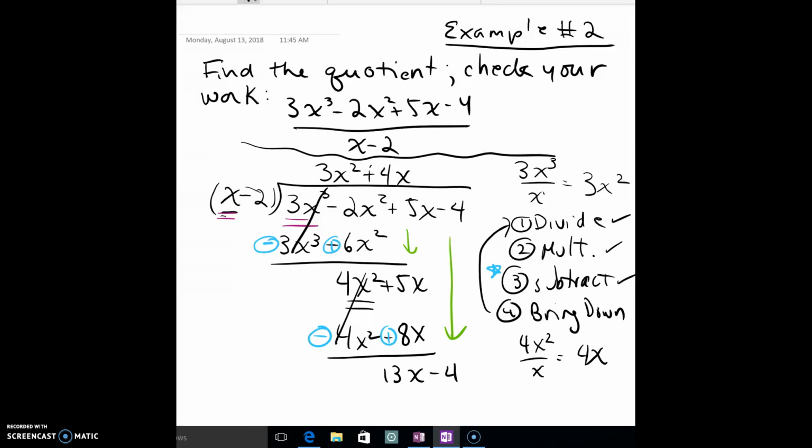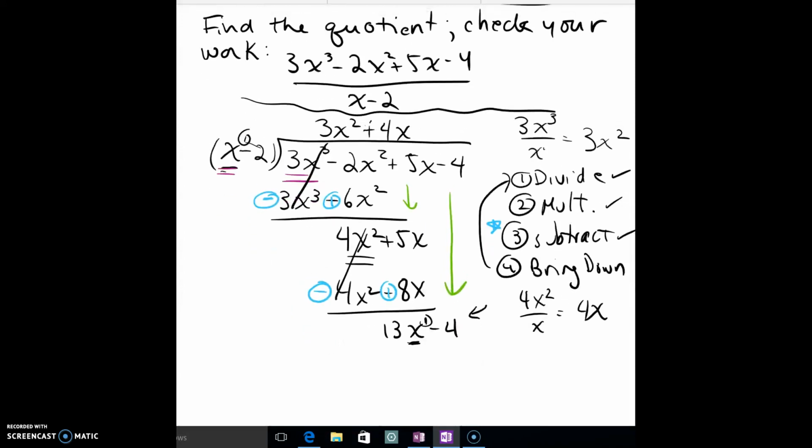We can divide again. The way that we know that we don't have a remainder is you compare the degree of your dividend and the degree of your divisor. Over here we have a first degree polynomial, and over here we have a first degree polynomial. If those degrees are the same, that means you can continue to divide. Once the degree of your dividend becomes smaller than the degree of your divisor, then you're left with a remainder. You can't divide anymore, and we'll see that in 1 minute. So we can continue to divide.